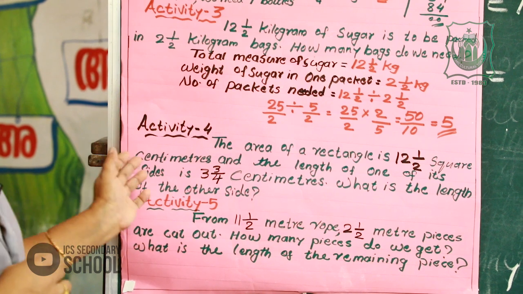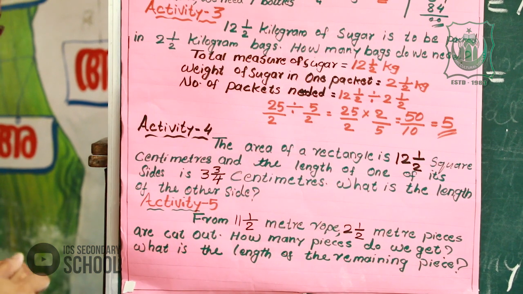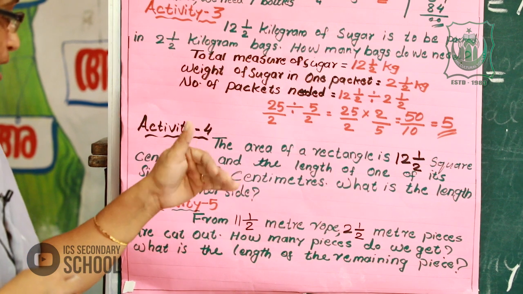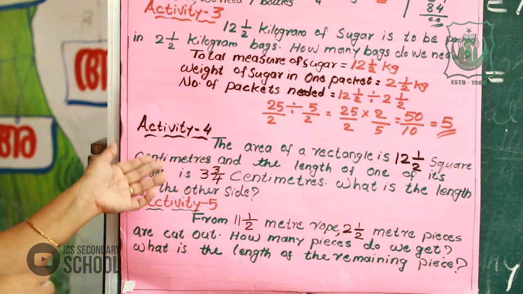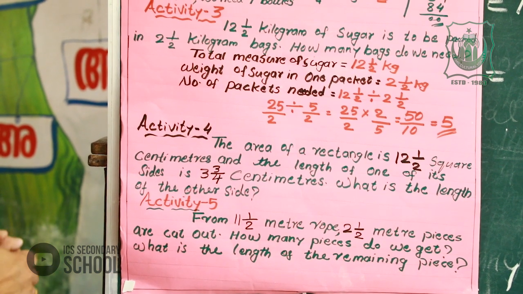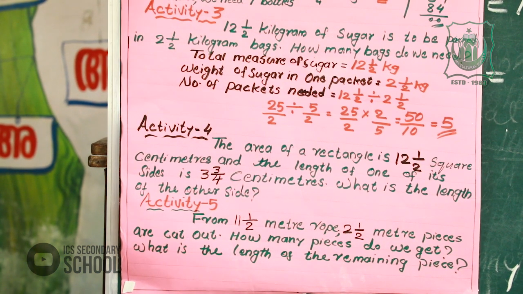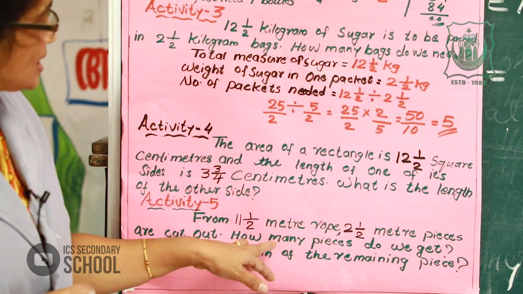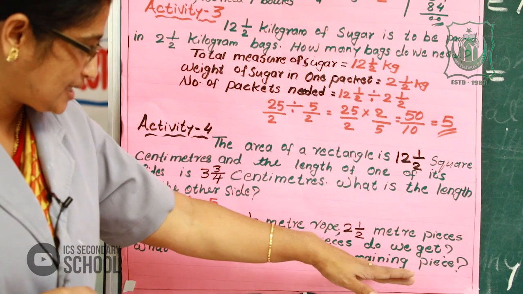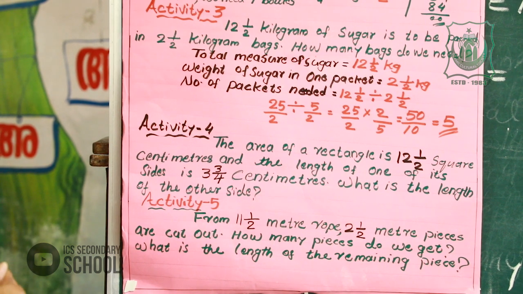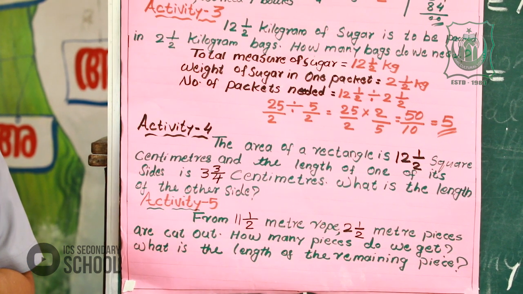Activity 5. The area of a rectangle is 12 1 by 6 1 by 2 square centimeters and the length of one of its sides is 3 by 4 centimeters. What is the length of the other side? Activity 5: from a 1 by 2 meter rope, 1 by 2 meter pieces are cut out. How many pieces do we get? What is the length of the remaining piece?